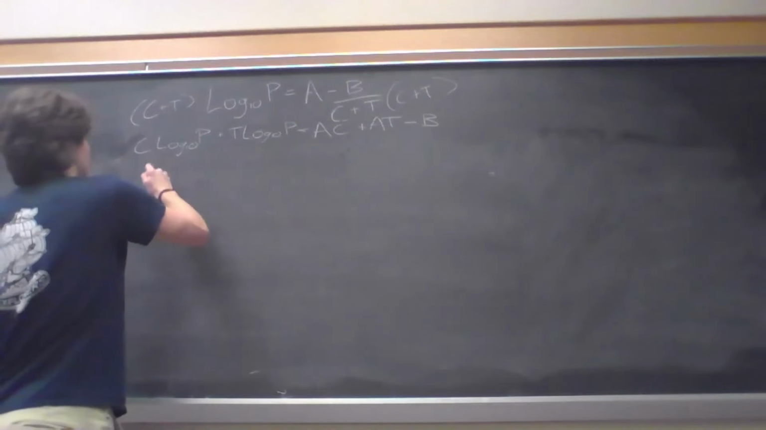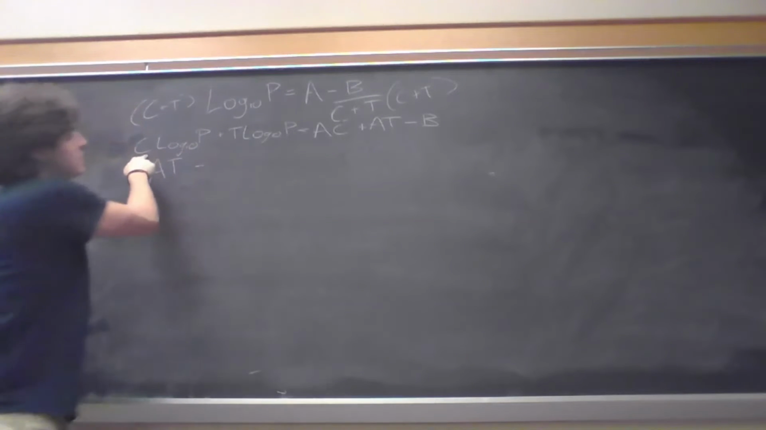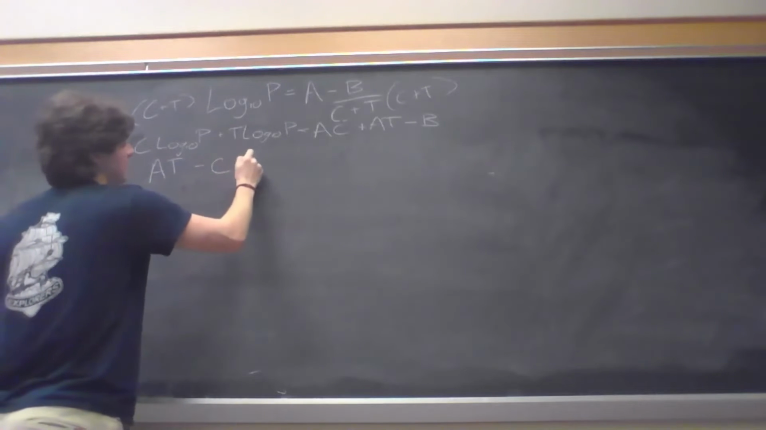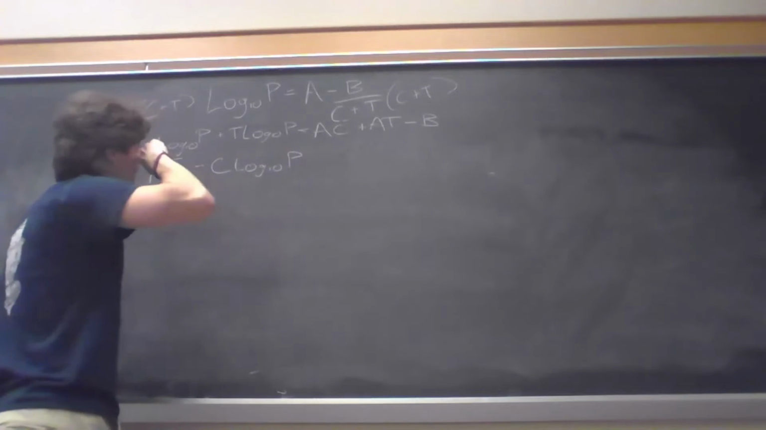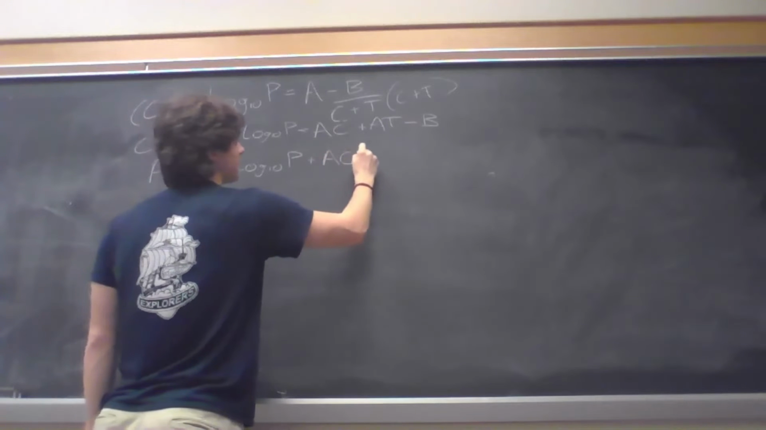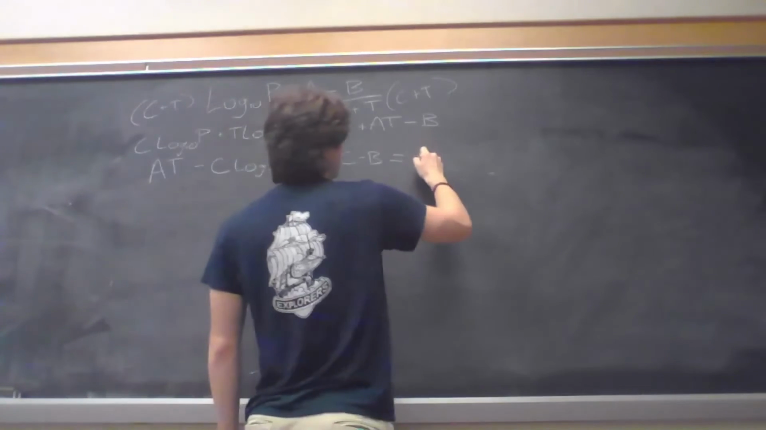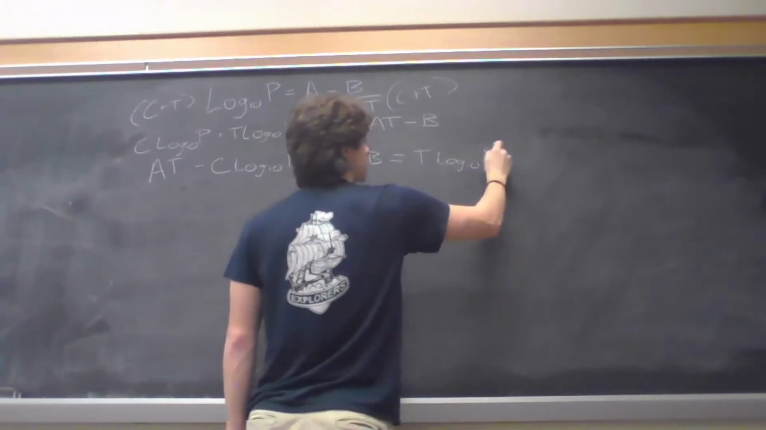So on this side we'll have A times T minus, we'll move this term, C log base 10 of P over, so it'll be minus C log base 10 of pressure plus A C minus B, and this equals T, our temperature, times the log base 10 of our pressure.